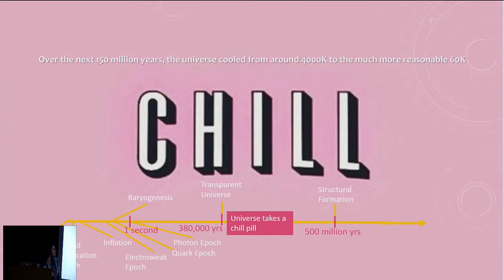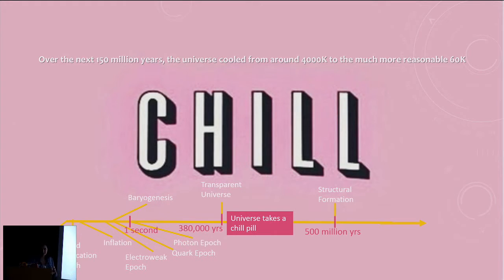Okay, so over the next 150 million years, not a lot happened. The universe just sort of chilled out. Because for more stuff to happen, the universe had to cool a bunch. The universe cooled from a rather toasty 4,000 Kelvin to the much more reasonable 60 Kelvin.